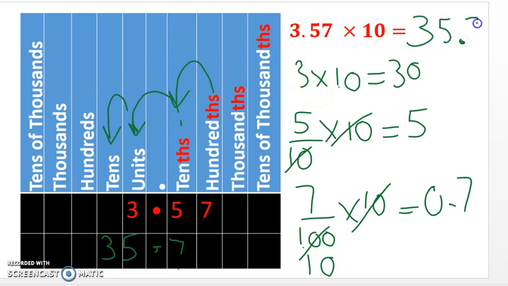35.7. I don't really want to do that long method every time, so I'm hoping you'll be looking at the question and the answer and thinking, can you think of a faster way to go from 3.57 to 35.7 when I times by 10?